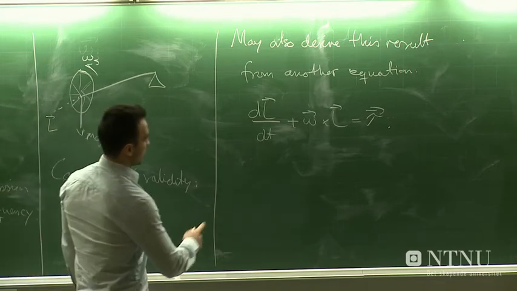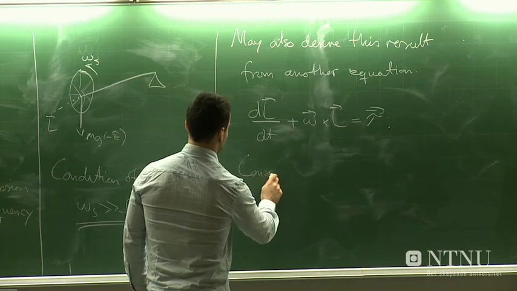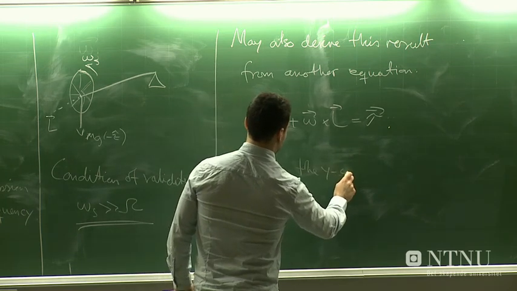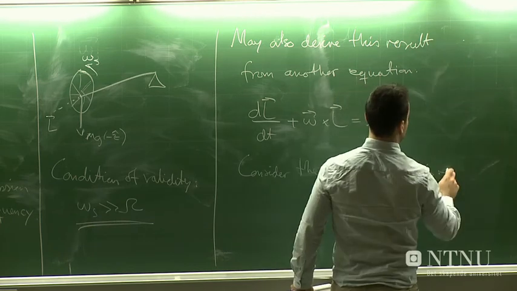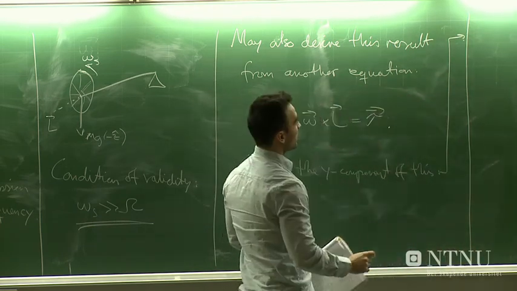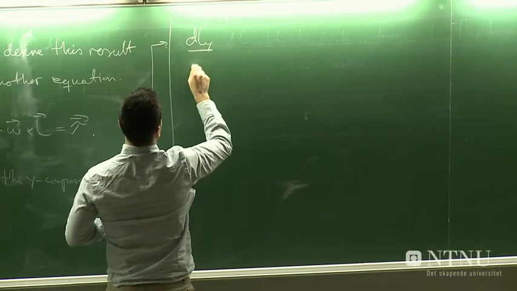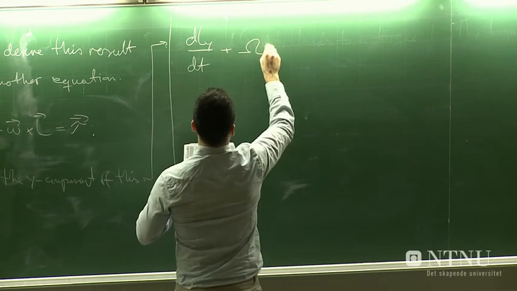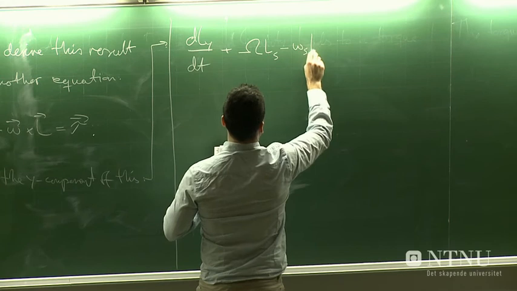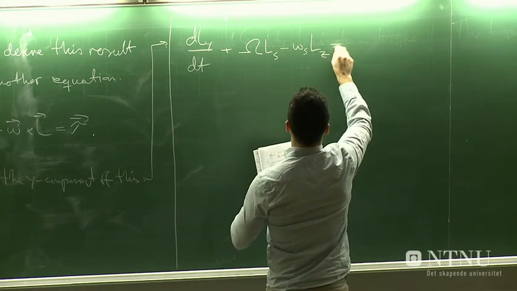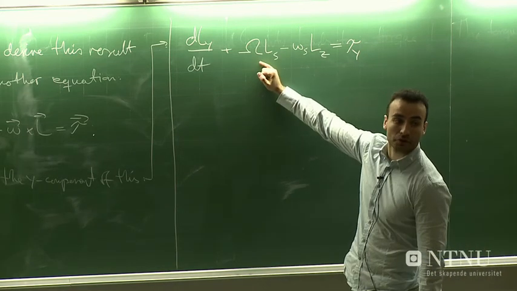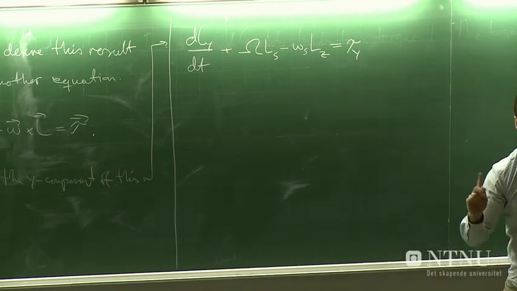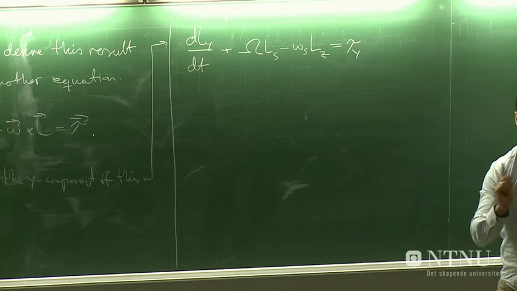Okay, so let's consider the y component of this. We get this. So with this equation, what I've done now is that I've actually taken into account the possibility of having this Lz, the angular momentum pointing in the z direction, due to the rotation in this horizontal plane.